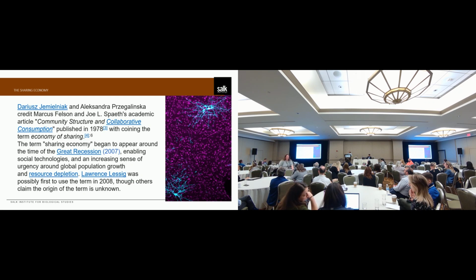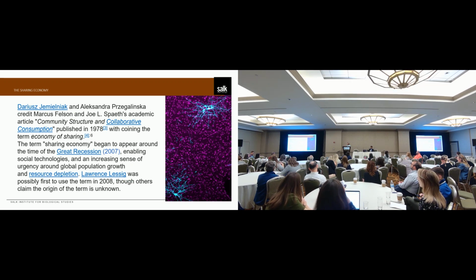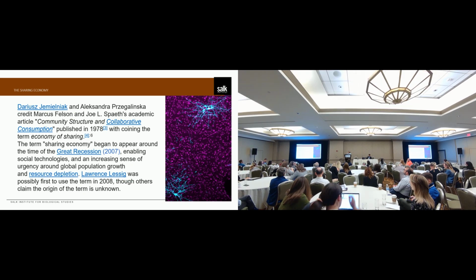And there's a couple of indicators up here that I got from Wikipedia that say what the sharing economy is. And the first one says somebody first mentioned it in 1978.